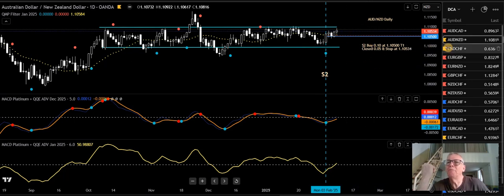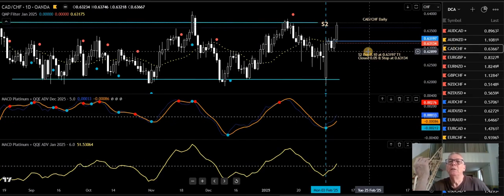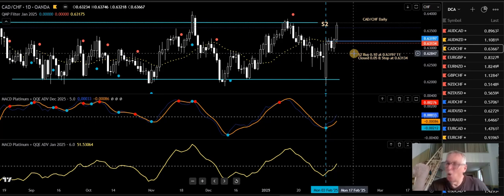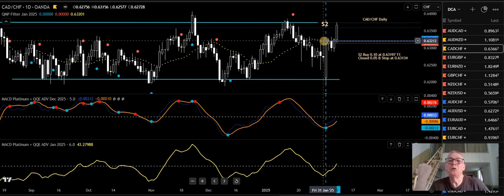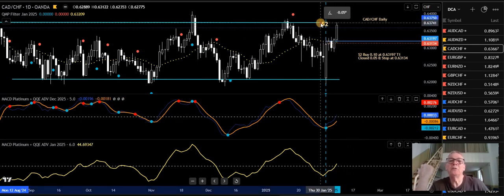AUD/CAD buy, closing half. CAD/CHF, yeah, I'm going to close half on Monday and put my stop in place. Had a good move here, bang, and we're up to this high here. So I just drag that across.